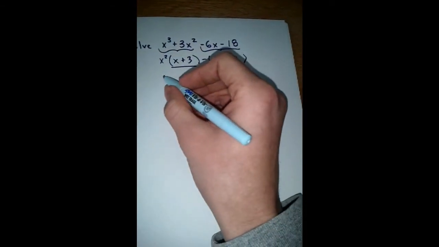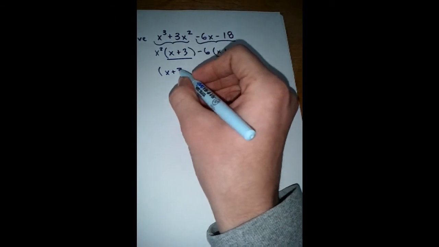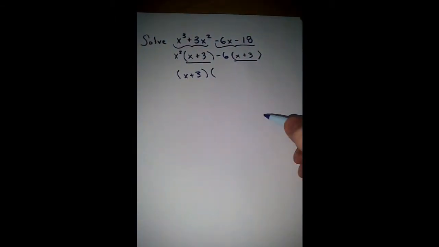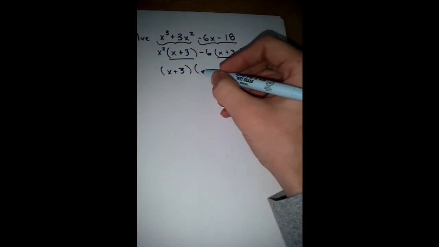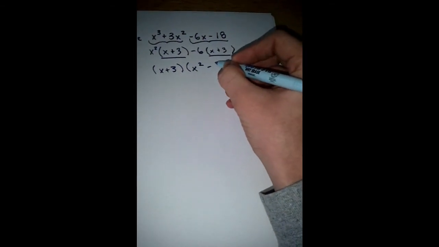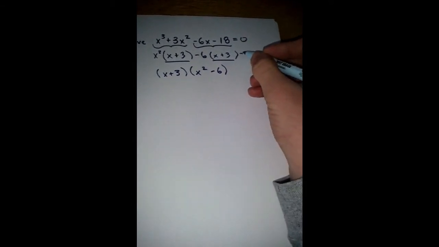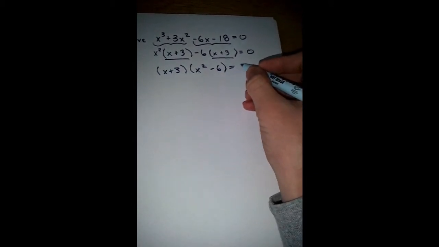We'll factor out the x plus 3 and write what we have left over inside a new group of parentheses. X squared minus 6 are the two terms that are left over. Since we're solving, we want to set each of these equal to 0.